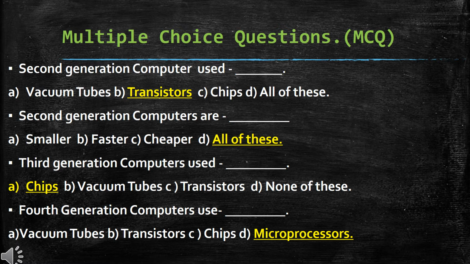The third generation computers use dash. Chips, vacuum tubes, transistors, none of this. The third generation computer used chips. The fourth generation computer used dash. Vacuum tubes, transistors, chips and microprocessor. The fourth generation computer used microprocessor.